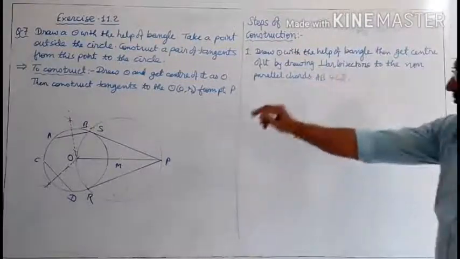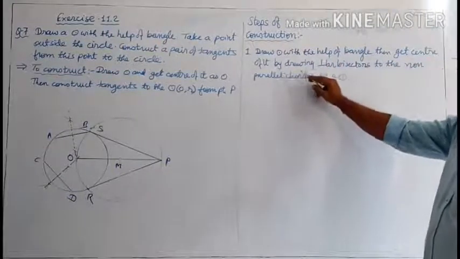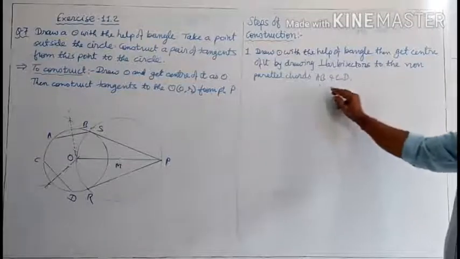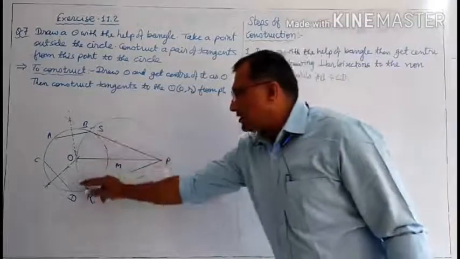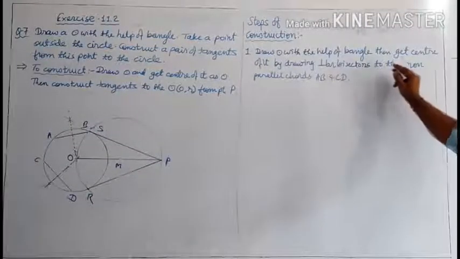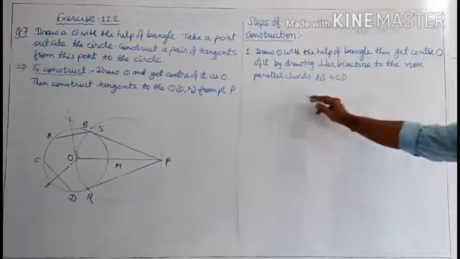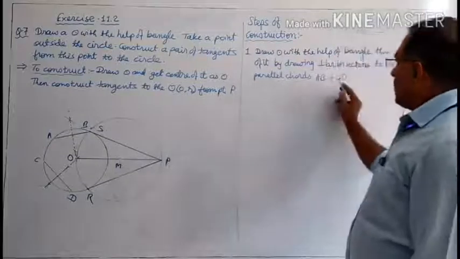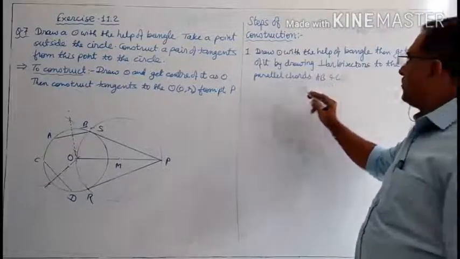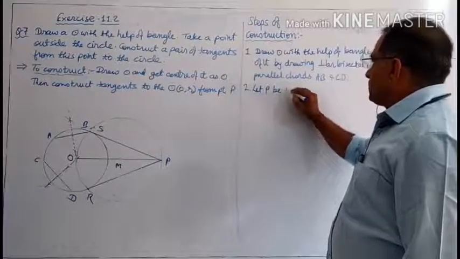So first of all, we have drawn the circle with the help of a bangle. Then we have to get the center. We draw perpendicular bisectors to the chords which are non-parallel, AB and CD. Then we get the center O. And to get this center, we have drawn the perpendicular bisectors to the non-parallel chords AB and CD.